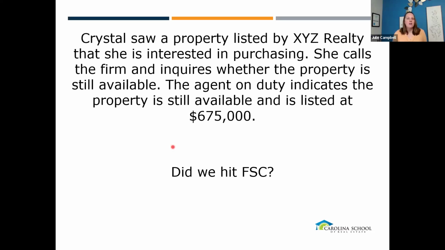Do I need to be on alert for Crystal to start talking about herself? Yes, because she's inquiring about a property. She's inquiring about something I have listed. But at this point, there's no reason to bombard her because she's just asking specifically about the property. So no, we haven't hit it yet. We might, but we haven't hit it yet.